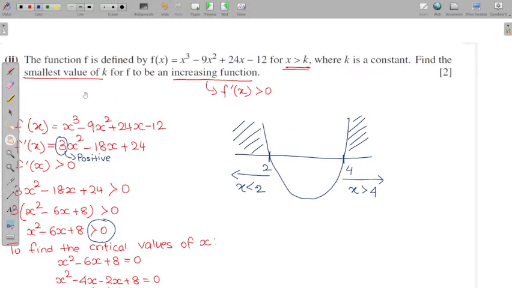So see, in this they had said that x was greater than k, and if we compare these two, that means k is going to have a value of 4. Because x was greater than k and x is greater than 4, that means k has to be equal to 4. So this will be our final answer for part 2.